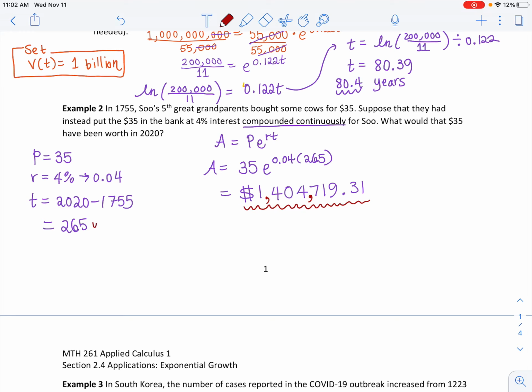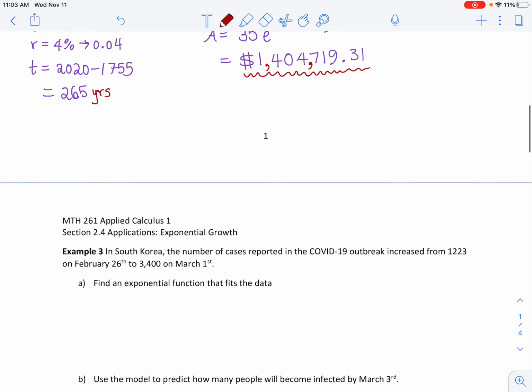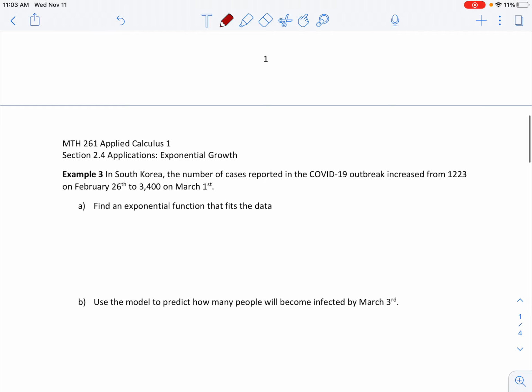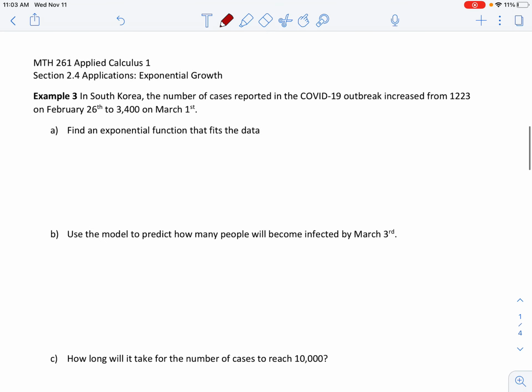Not as extreme as 265 years, but I am investing for my retirement for about 30 or 35 years. So hopefully my money will grow more than that because I'm putting in more than $35. But it's different because I'm putting in more money every month instead of just one amount. Anyways, let's keep going. I love these examples because we're talking about a lot of money. But what else can we talk about?